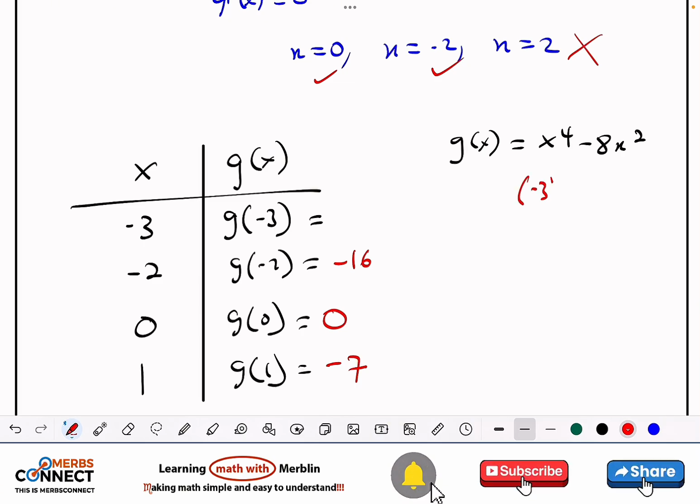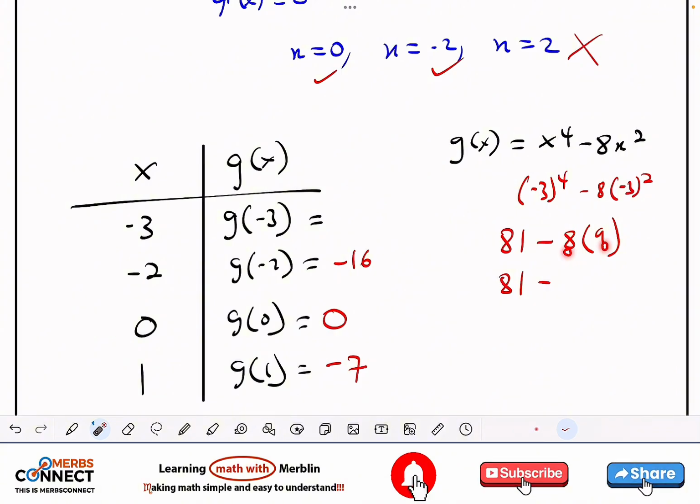Let's do the last one, which is negative 3. So plug in negative 3 here. Negative 3 to the power 4, 9 times 9 is 81. Yeah, so that was right. Minus 8 times negative 3 squared, which is 9. 9 times 8 should be 72. Yeah, which is right. So subtract 72 from 81, and we are going to have 9.